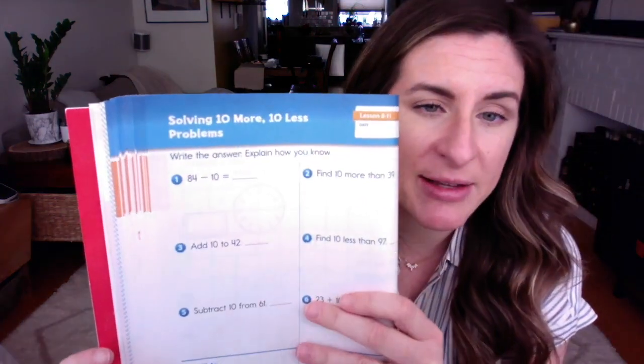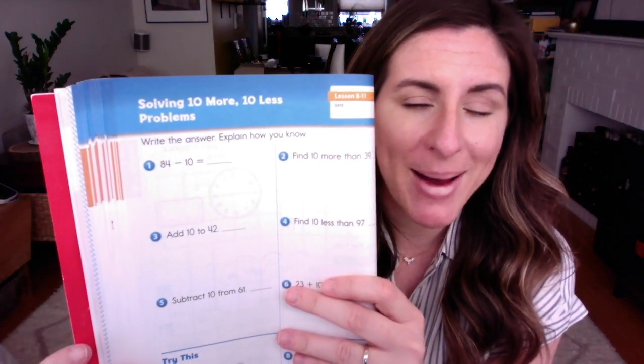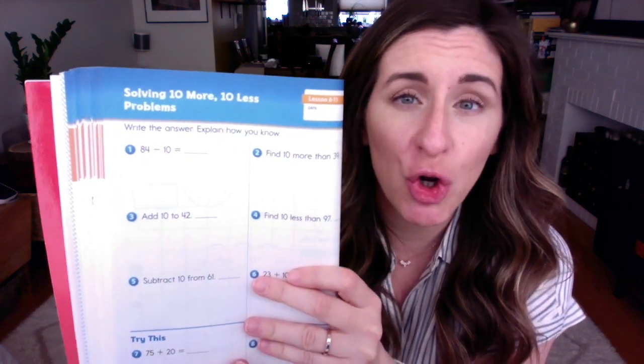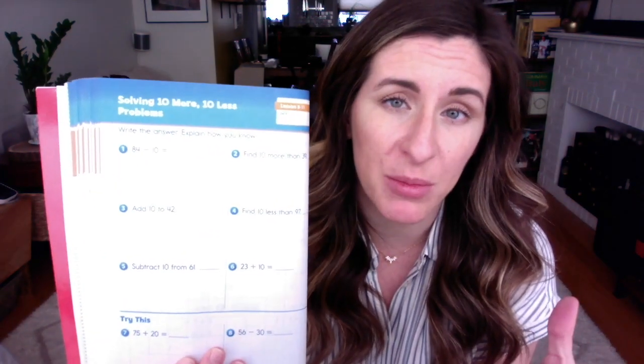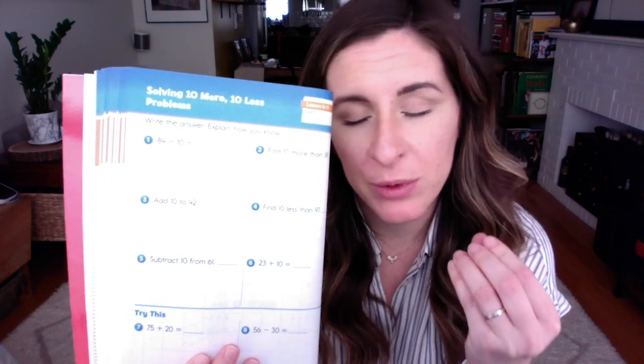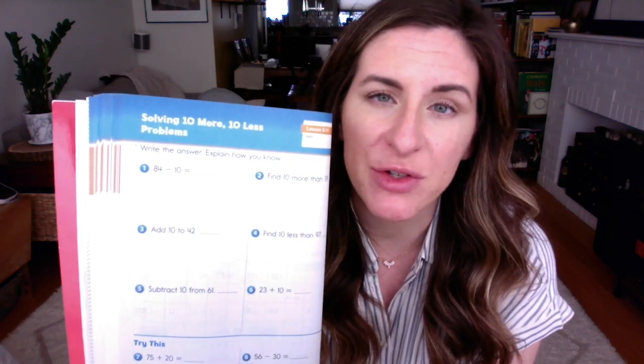Now, when we're working on page 182, we're going to be solving problems that are asking us to find 10 more and 10 less than a number on the page. So, number 1 says 84 minus 10. Our goal is to do this without a number grid. If you really have to use that tool because you can't figure this out in your head, then that's okay. But I'd like you to try figuring it out in your head first.